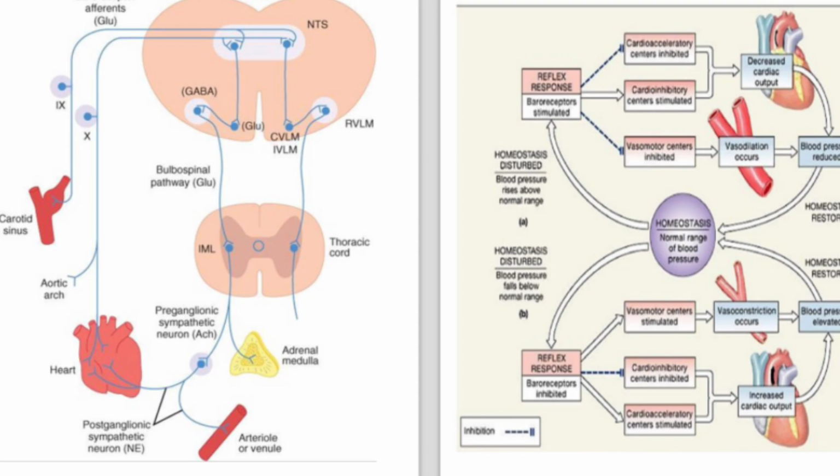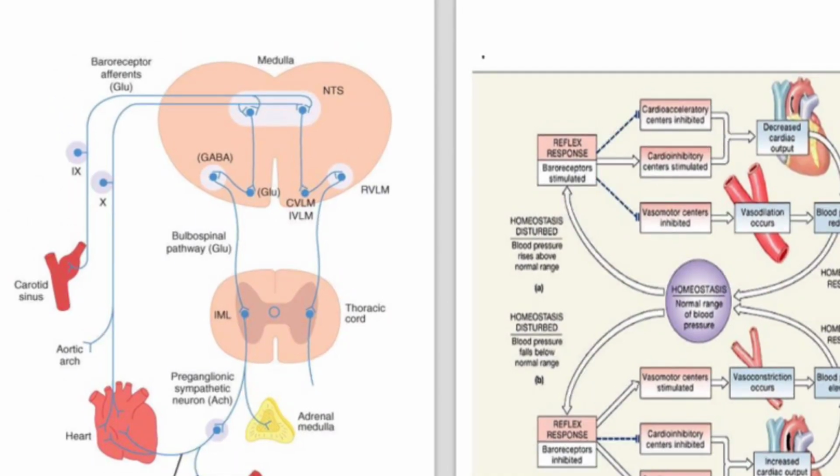Now, they are afferent fibers. We can see here that this sensation will be carried by the glossopharyngeal and vagus nerve to the medulla. These fibers release glutamate to excite the neurons in the nucleus of the tractus solitarius, that is the NTS. So, it will give a positive stimulation to the nucleus tractus solitarius, which is the first synapse in the baroreceptor reflex. These NTS neurons then excite the neurons in the caudal ventrolateral medulla, that is CVLM.